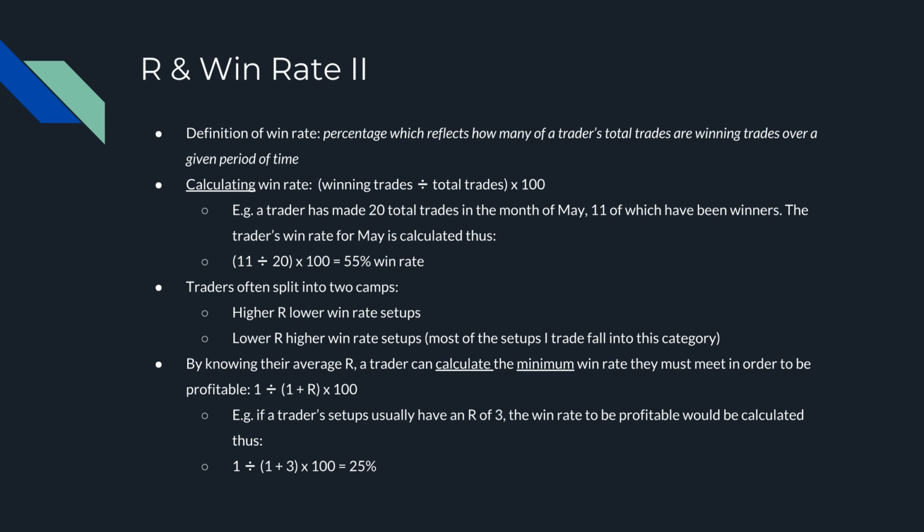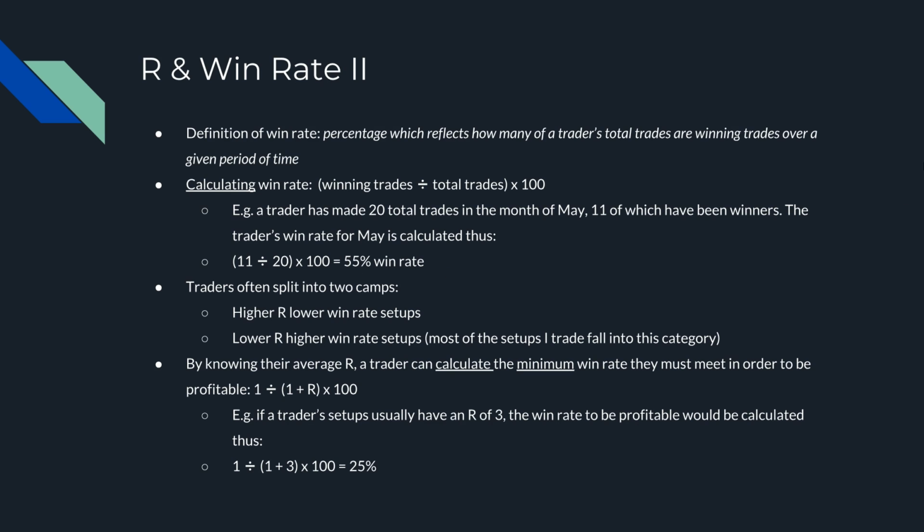Let's take this example where a trader has made 20 total trades in the month of May, 11 of which have been winners. Your win rate for that month is calculated thus. You take your winning trades, which is 11, divided by your total trades, which is 20, and for the percentage we times by 100, which comes out to a win rate of 55%.